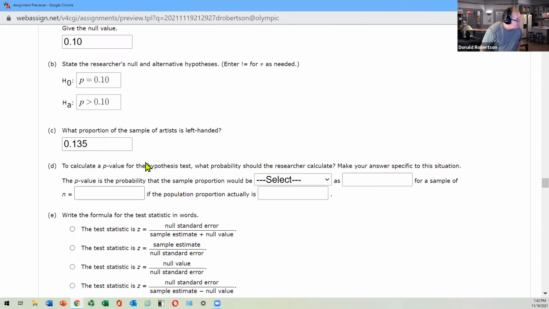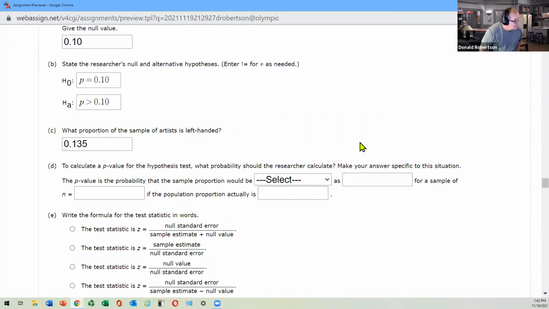Now, you got all this stuff here about calculating the p-value and so on. Essentially, to calculate the p-value for hypothesis test, what probabilities should the researcher calculate? And make your answer specific to this.